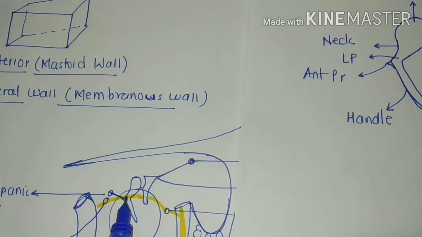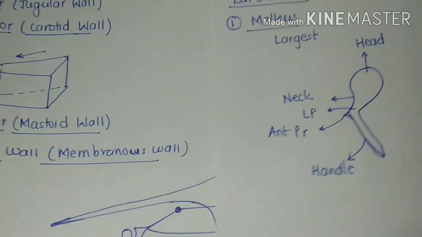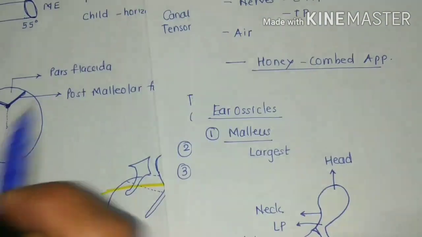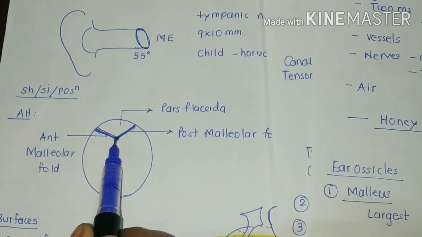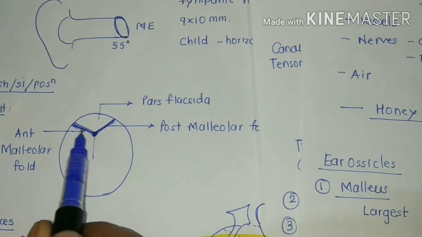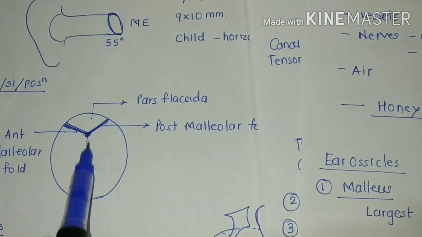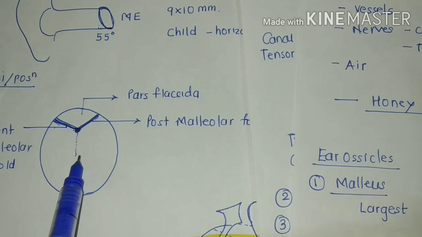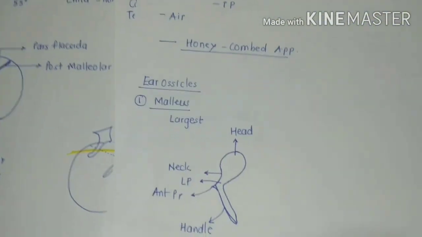And then lateral ligament, which lies over here, it is given from the upper end of the handle, and it gives attachment to the anterior and posterior malleolar folds. This we have already seen when we saw the tympanic membrane, and because of this there are two parts of the tympanic membrane, pars flaccida and the pars tensa. Clear?